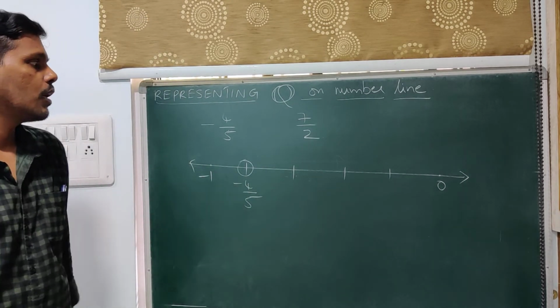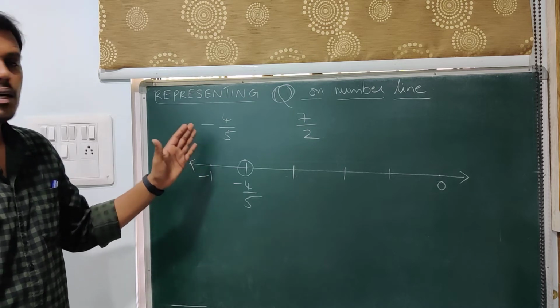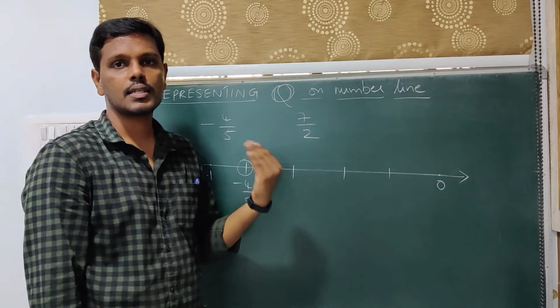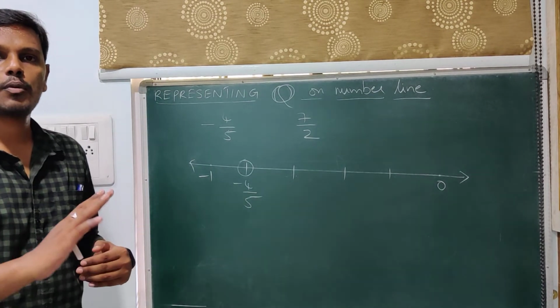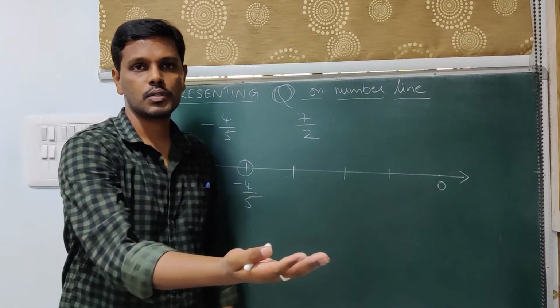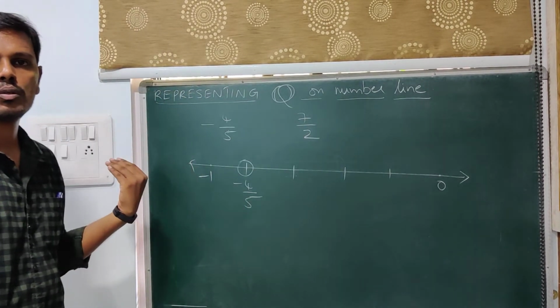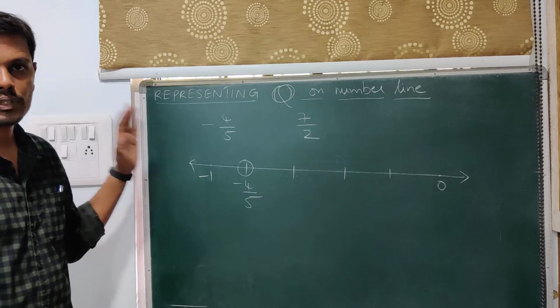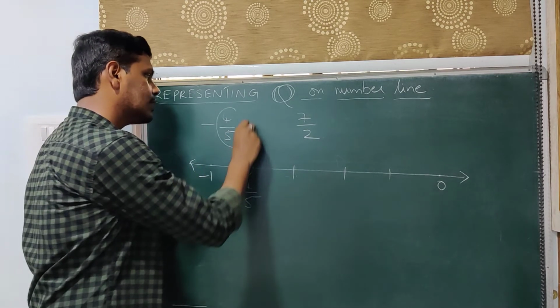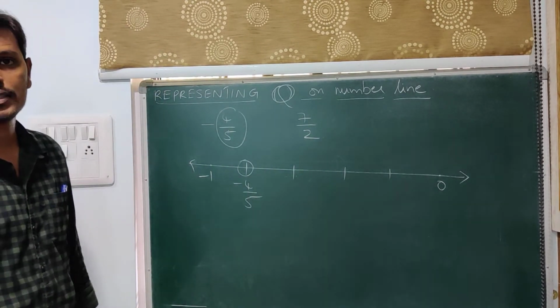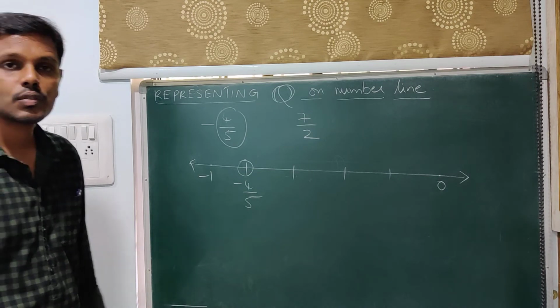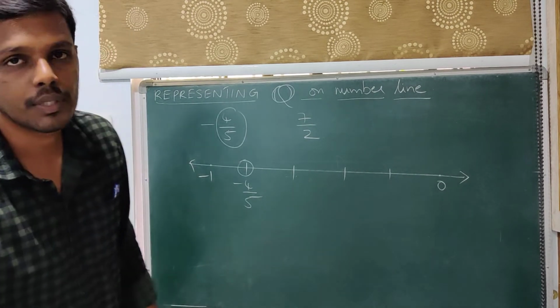Now this is the way you will be marking numbers where the numerator is less than the denominator. If it is a positive rational number, you will do it on the right side of 0. If it is a negative rational number, you will do it on the left side of 0. So that is it with regards to the case where the numerator is less than the denominator. Now we will discuss a case where the numerator is greater than the denominator.